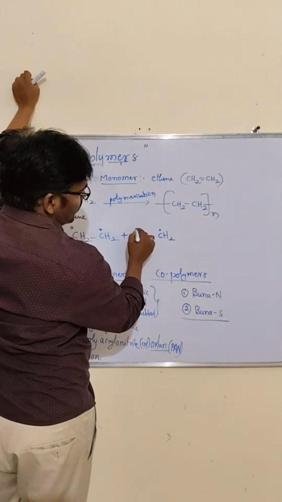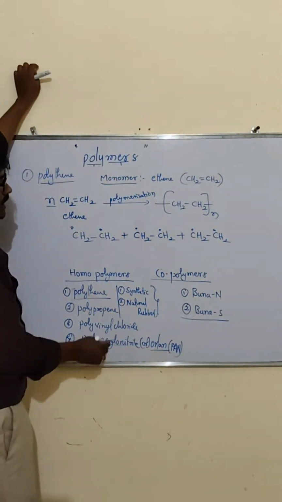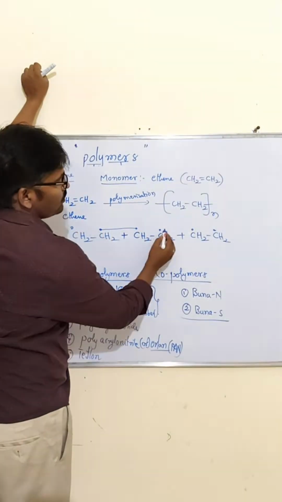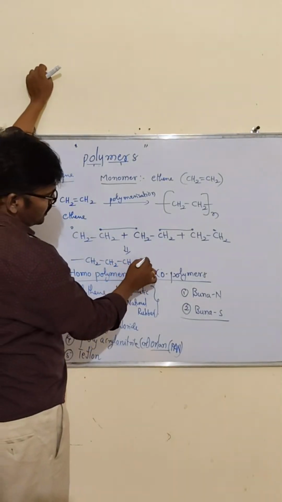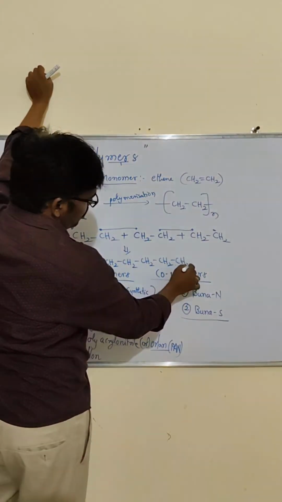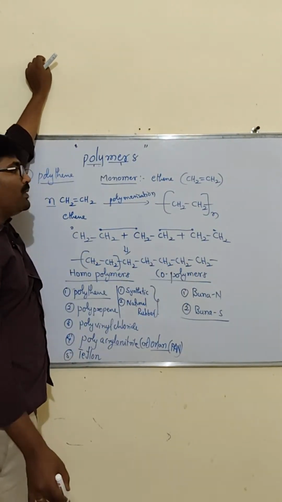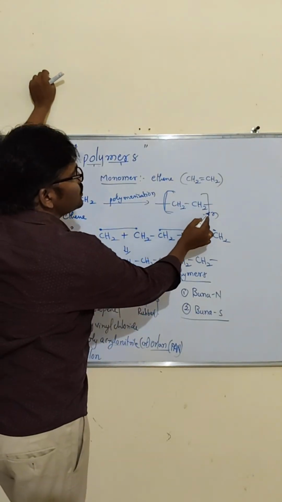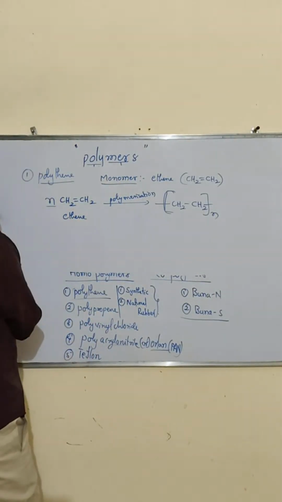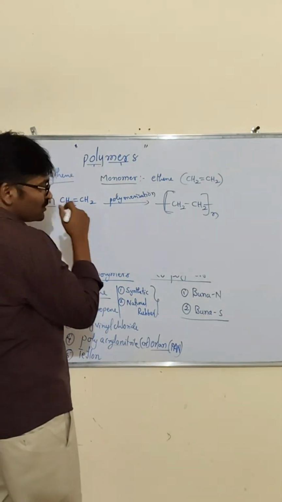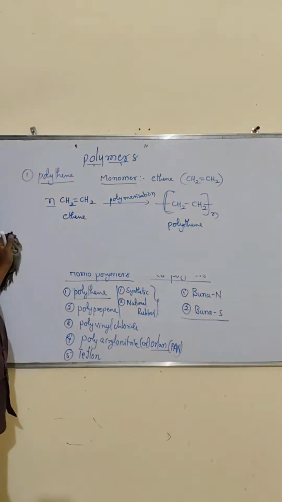CH2 bond CH2, here a free radical, here a free radical. Then again CH2 bond CH2, with free radicals at each end. These connect to one another. When they connect like this, what forms? CH2, CH2, CH2, CH2, like this. Observe that CH2 CH2 is repeatedly formed in the polymer, so CH2 CH2 taken n times is formed. That we call polythene. Since ethene formed in a number of times, we call it polythene. So ethene converted to polythene.